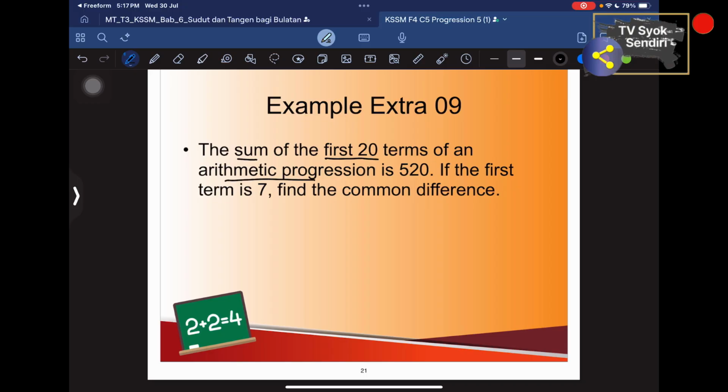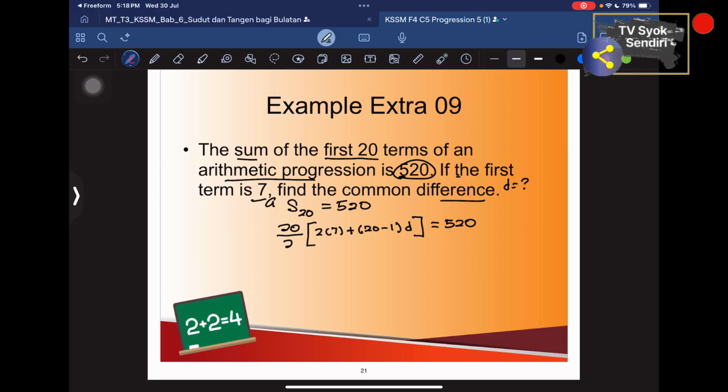Now they're telling us that the sum of the first 20 terms of your AP is actually 520. If the first term is 7, meaning your a, they are asking d equal to what? So directly, S20 is equal to 520. So now I have 20. Remember, your K marks must be seen for your whole formula. So 2 times 7 plus 20 minus 1, and then my d, close it, equal to 520.